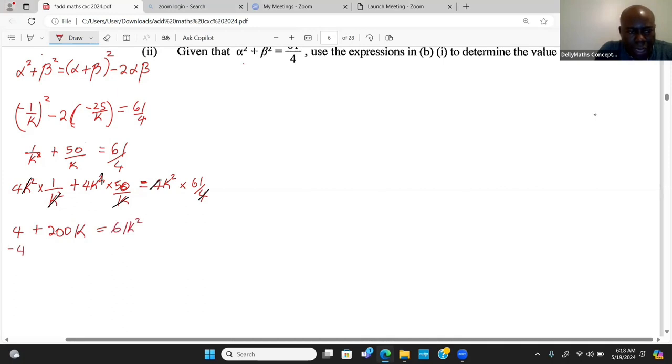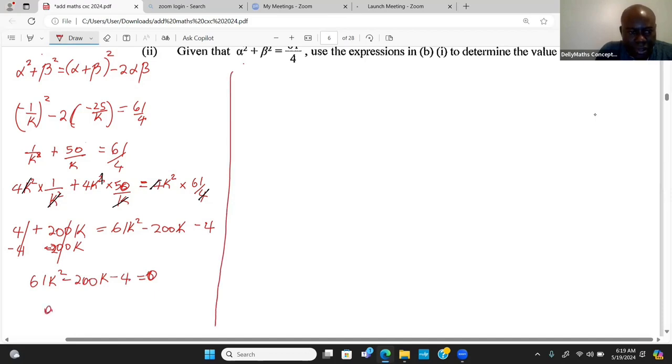Let us subtract 4 and subtract 200k from the left side, which means that on this side we're going to have subtract 200k minus 4. Remember that all of this is now going to equal 0. So this is what we really have: 61k squared minus 200k minus 4 equals 0. So this has to be factorized, so we're going to have to solve this. A is going to equal 61, B is equal to negative 200, and C is negative 4.